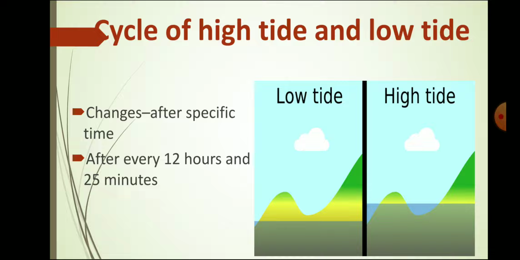High tide, low tide and high tide again, these changes occur after every 12 hours and 25 minutes. If at 5:30 early morning any place or beach has high tide, then after 12 hours and 25 minutes, which means evening 5:55 p.m., we can again see high tide at that place.